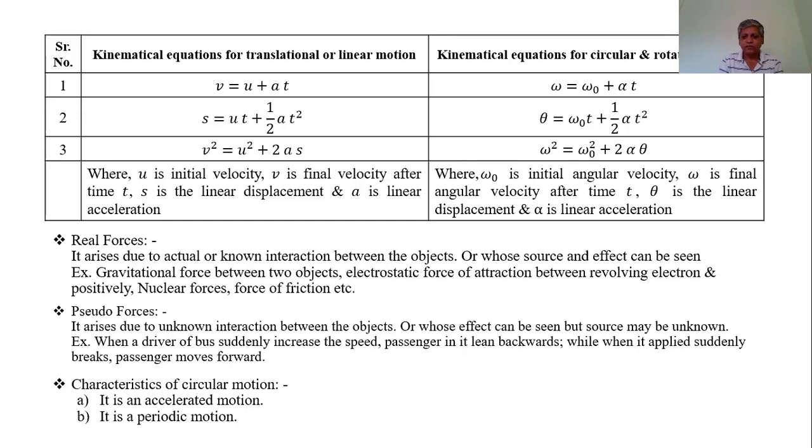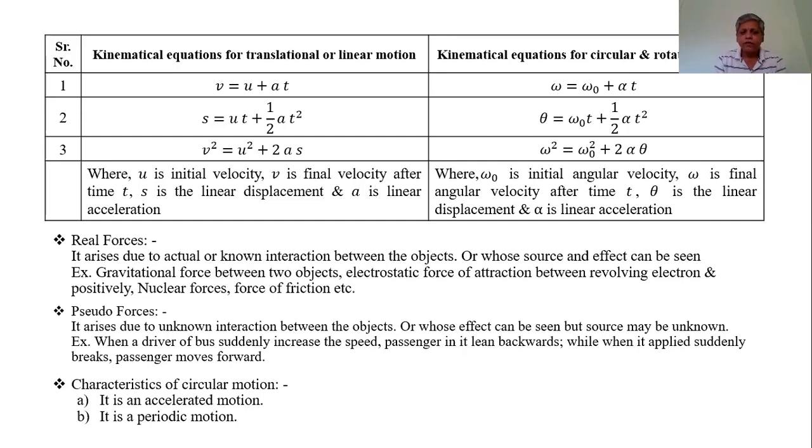That is the first characteristic. The second characteristic: it is periodic motion. The motion of the particle along the circular path repeats again and again along the same path. If the time is the same during each revolution, then that motion is uniform circular motion. That means in circular motion, the particles repeat the same path again and again. That is called periodic motion. These are the characteristics of circular motion.